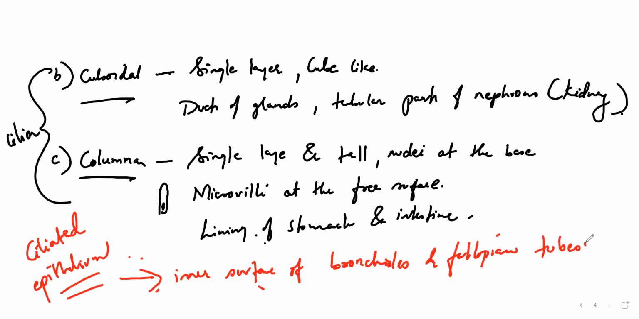Okay, so this is one feature that both cuboidal and columnar cells may carry. Second, one more thing is there, regarding the secretion. If the cuboidal and columnar cells secrete something, then they are termed glandular epithelium. So what is glandular epithelium?